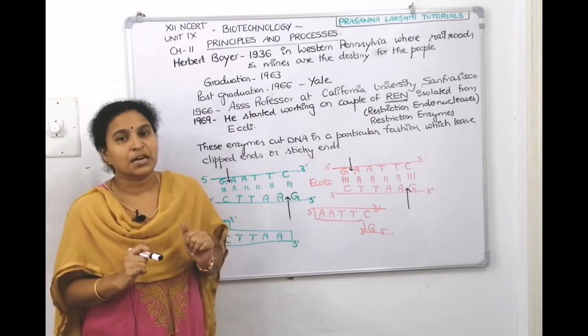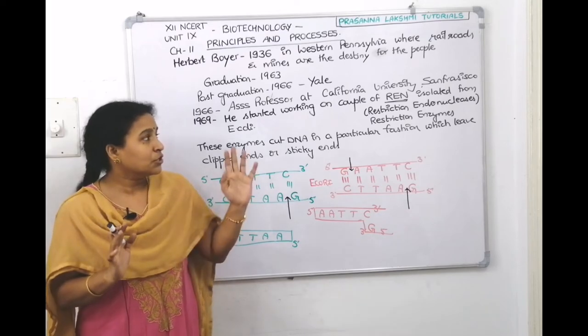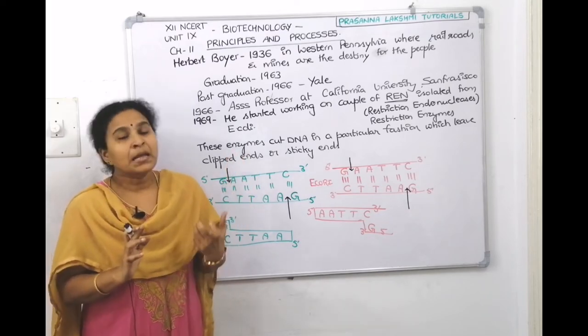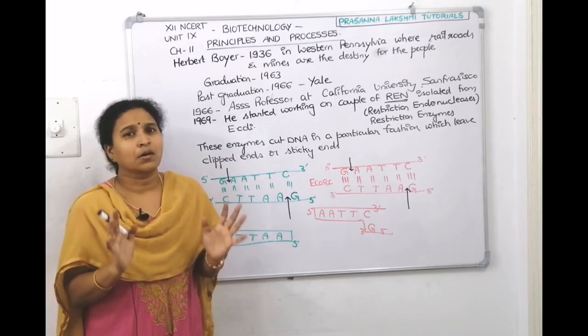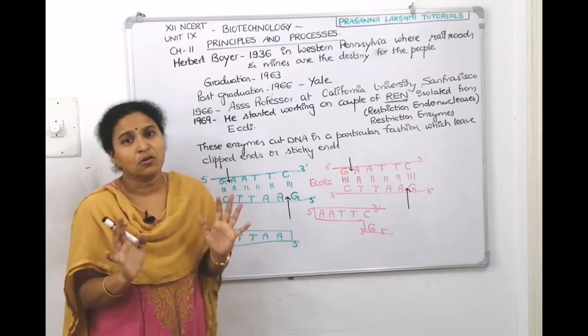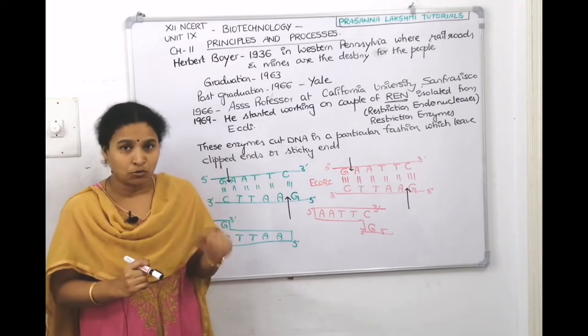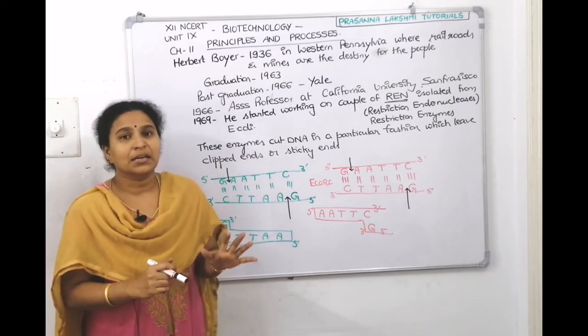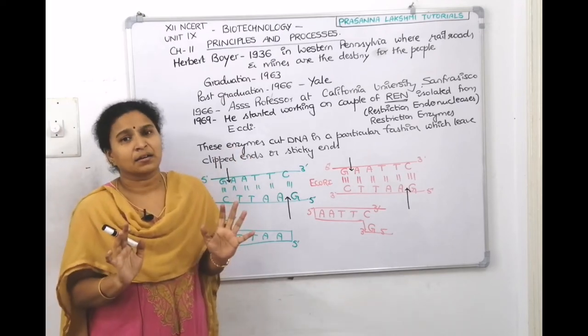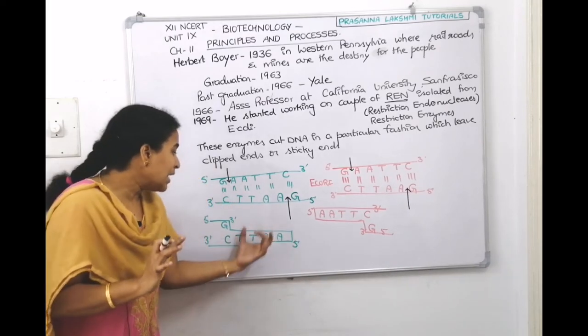In detail, we are going to study. But I told you restriction enzymes are also called RENs. And restriction enzymes are prepared only by bacteria, prokaryotes, archaebacteria also, which are all prokaryotes. Now, he told that these enzymes will cut the DNA in a precise manner and it leaves sticky ends.